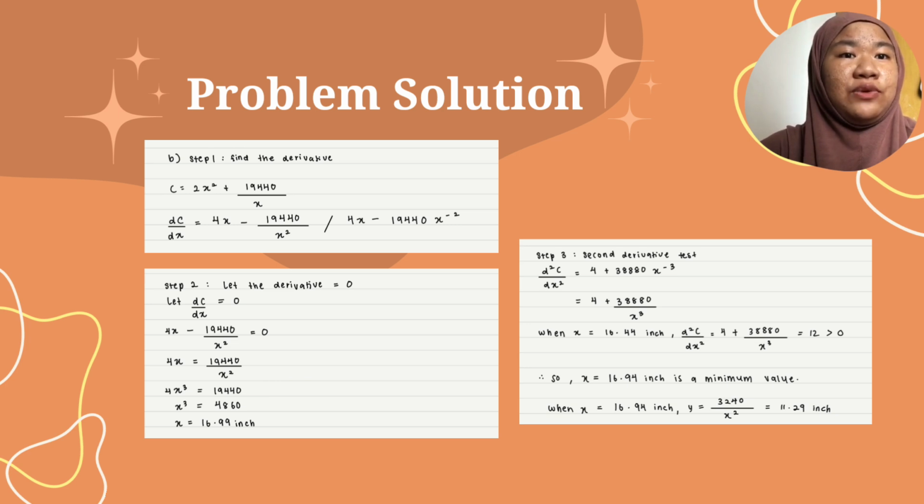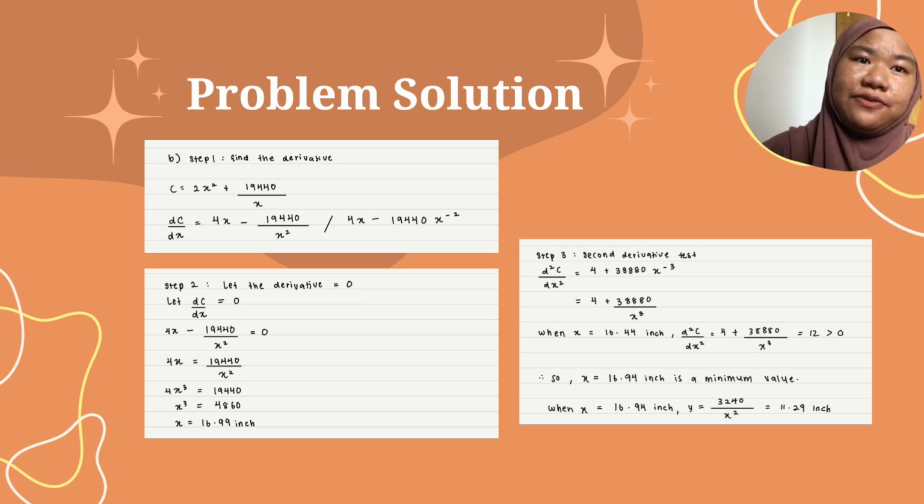So to solve this question, it requires 3 steps, of which the first step is to find the derivative. From the equation in part A, we have C equal to 2x squared plus 19,440 over x. So we get the derivative of C with respect to x equal to 4x minus 19,440 over x squared, or 4x minus 19,440 x to the power of negative 2. We got this derivative using the differentiation rule.